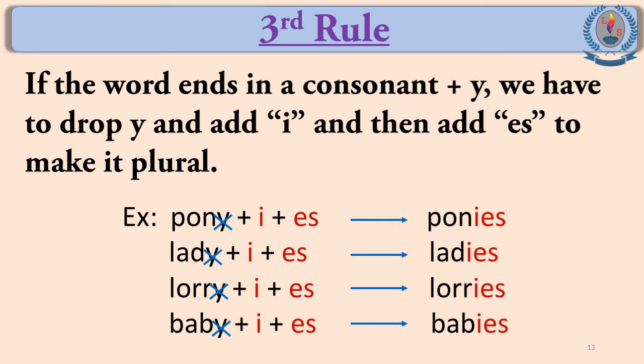Here is the third rule to form plural nouns. If the word ends in a consonant plus y, we have to drop y and add i and then add es to make its plural. Let's look at the examples. Pony, ponies. Lady, ladies. Lorry, lorries. Baby, babies.